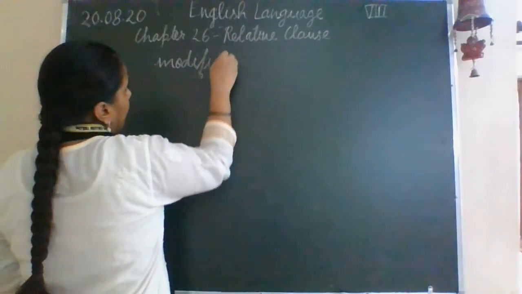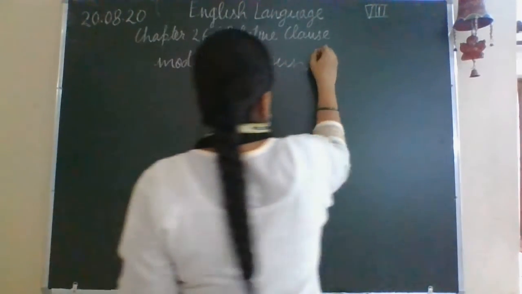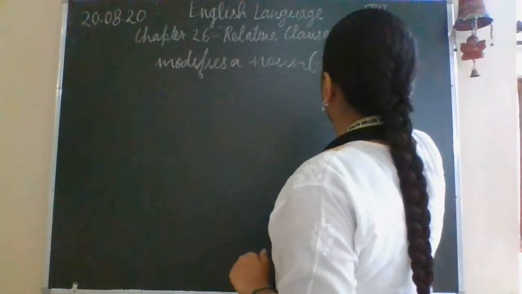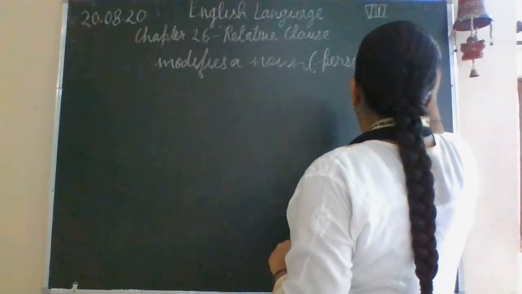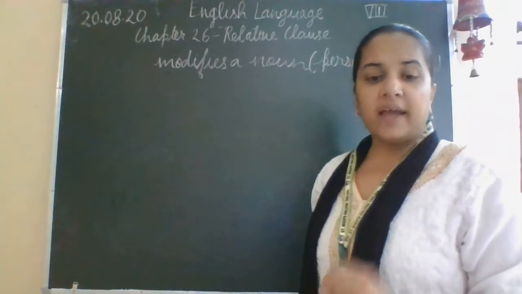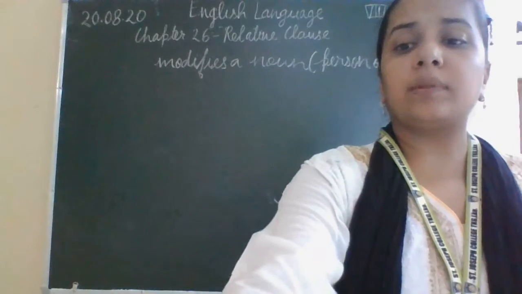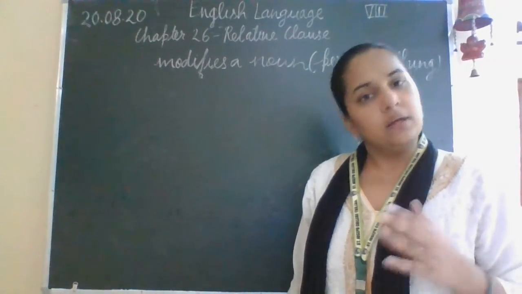So a relative clause is that which modifies a noun. It can be a person or it can be a thing. It will define both, because the person and the thing both come under the noun.